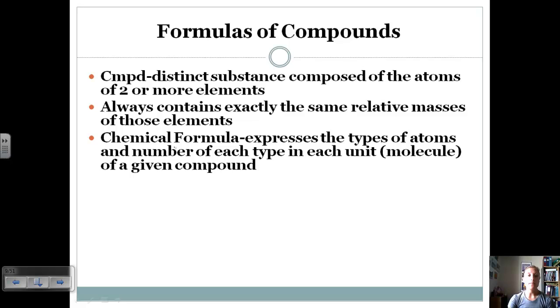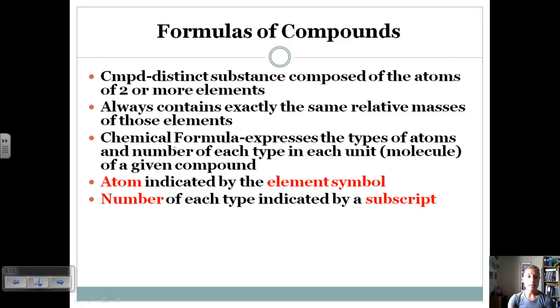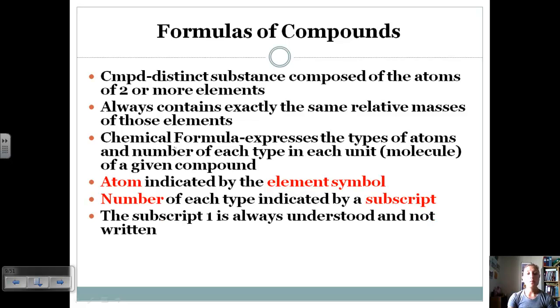It expresses the types of atoms and the number of each type in each unit or molecule of a given compound. So we're expressing 2 things, the type of the atom and the quantity or the number. To represent the atom, we're going to use the element symbol, and to represent the quantity, we're going to use a subscript. So the subscripts are small numbers that are down below. If there is 1 of that particular atom, we don't write the subscript 1. It's always understood, and we don't write it. But anything more than 1, we write the number.